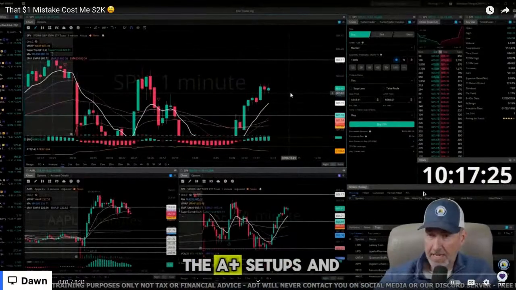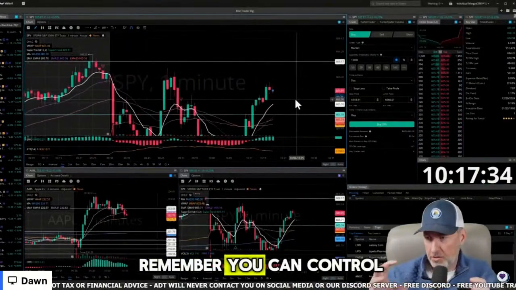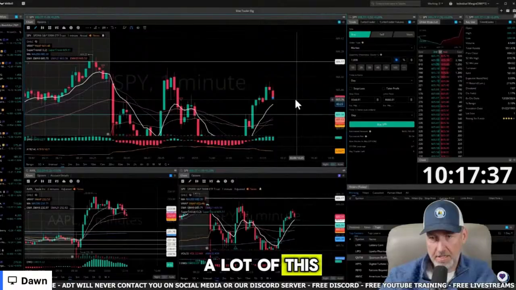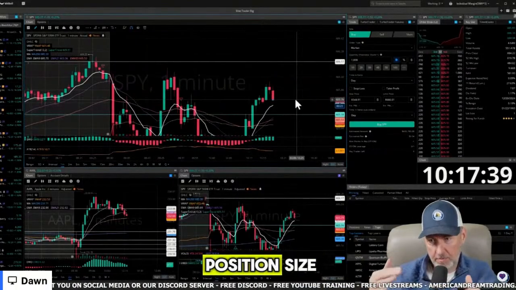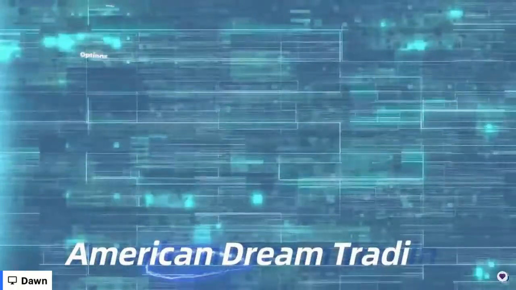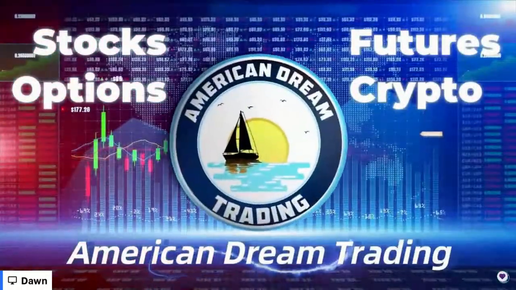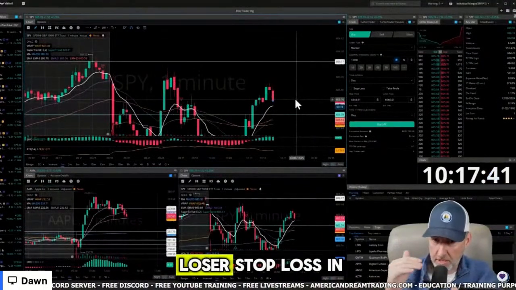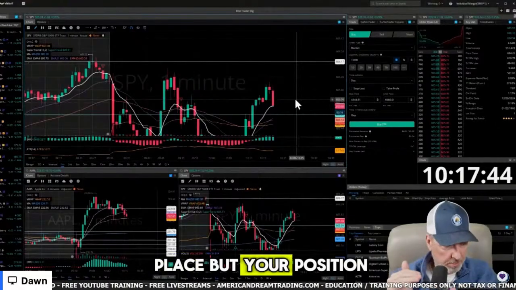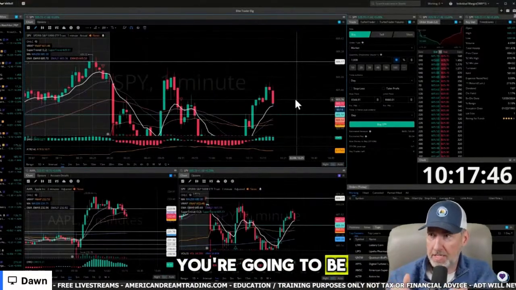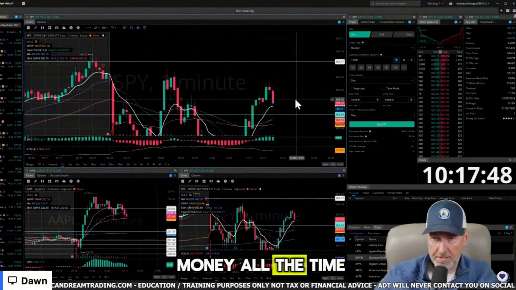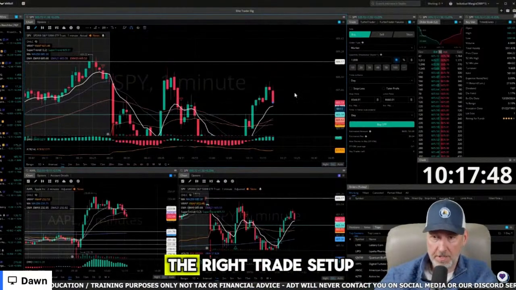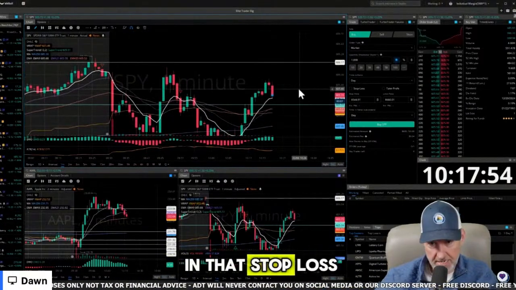Yeah, always look for the A+ setups. And remember, you can control a lot of this with those stops, but having the correct position size. So if you have to have a looser stop loss in place, but your position size is too big, you're going to be giving up too much money all the time while you're waiting for the right trade setup in that stop loss, right?